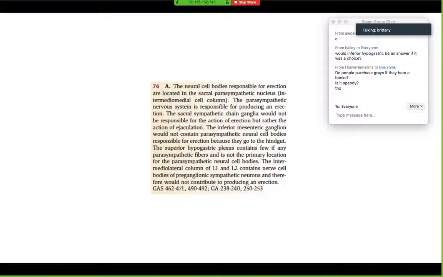So the inferior hypogastric plexus, it contains mixed fibers, so I don't know if that would be the best choice. I guess if there wasn't a better answer choice.